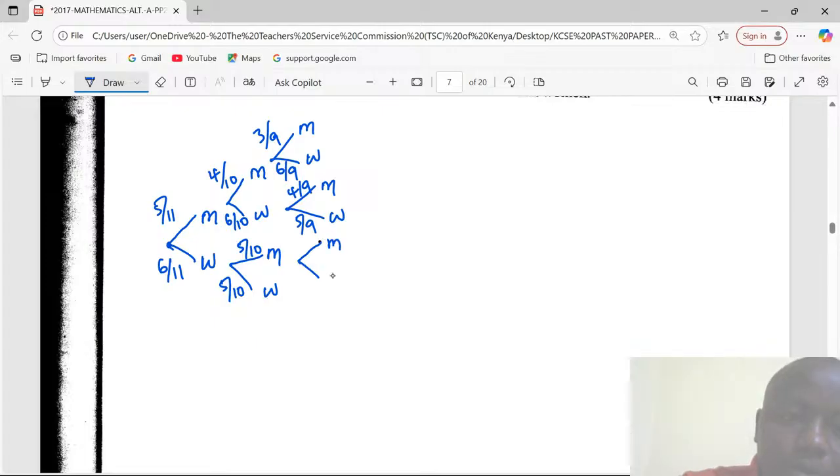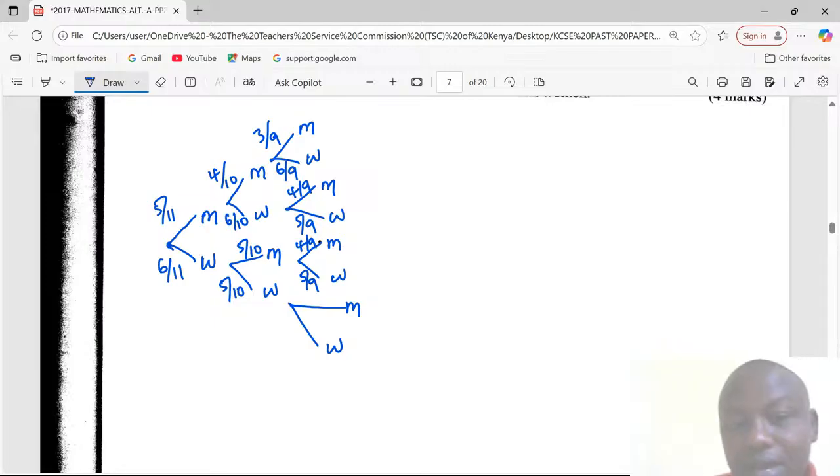Man, woman. If we had picked a man at a probability of 5 over 10, then picking a man again means that the probability will go down to 4 out of 9, and woman should be 5 over 9. Then if we had picked a woman here, there is a probability of picking a man or a woman once again. Picking a woman was 5 over 10, so it should go down to 4 over 9, which means for men, 5 over 9.